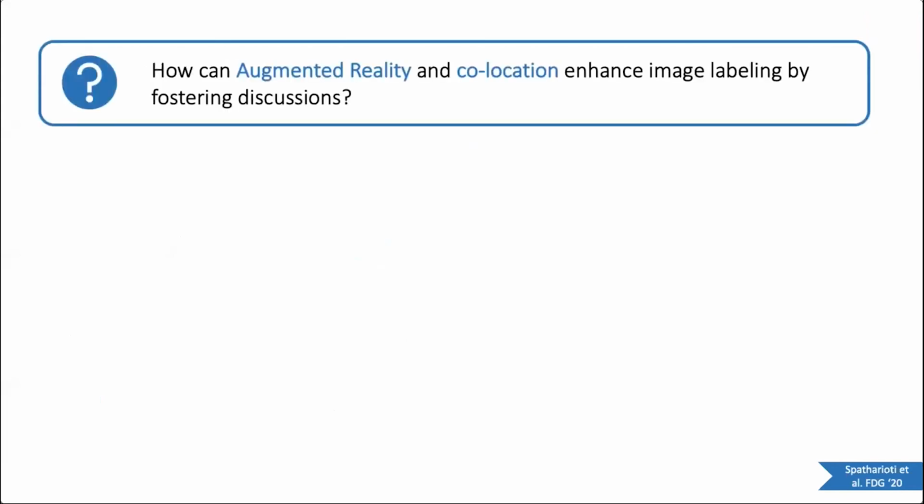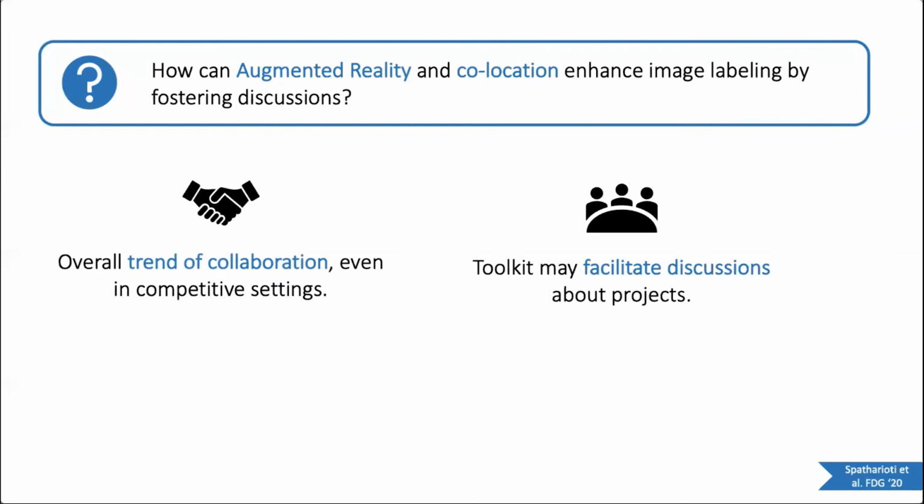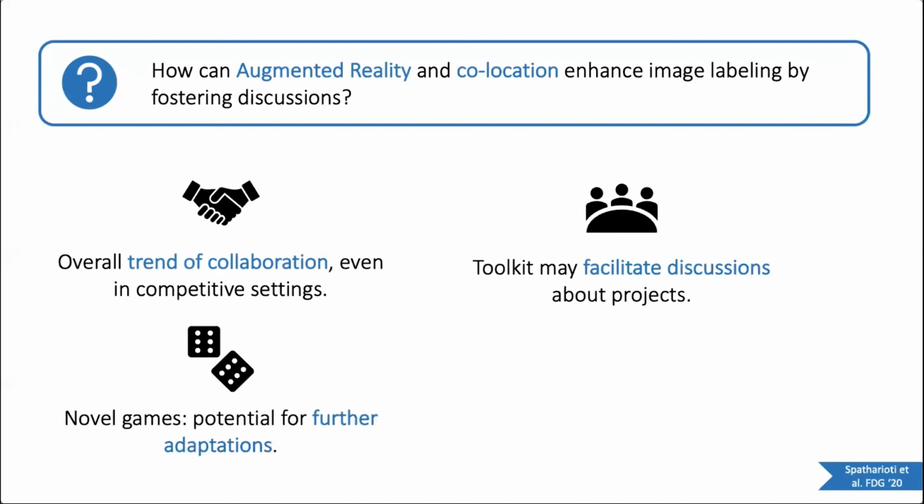To summarize, we presented Telescope AR, an augmented reality toolkit for image labeling. We used the toolkit to explore how AR and collocation can enhance image labeling by fostering discussions, using 2 user studies. We found that overall, all participants started collaborating on images from the start, even if that meant that they were helping their opponents in competitive settings. We also observed exchanges of ideas about the images, suggesting that the toolkit can facilitate discussions about the projects. In our first study, we found that participants were able to suggest a variety of novel games. This indicates a potential for further adaptations of the toolkit.